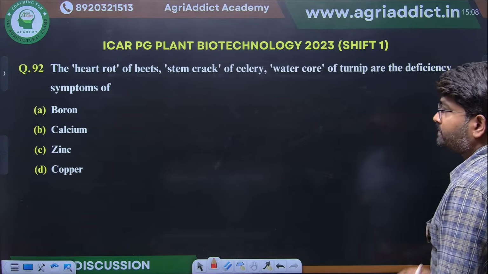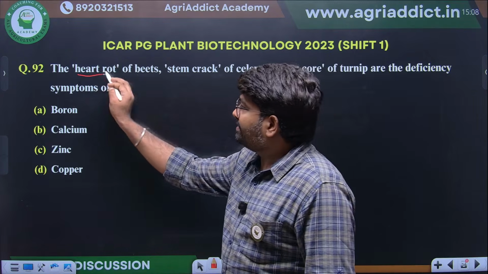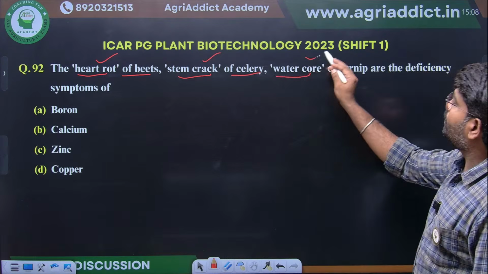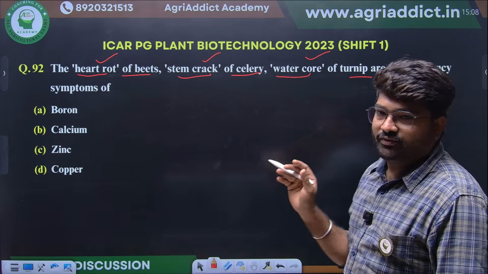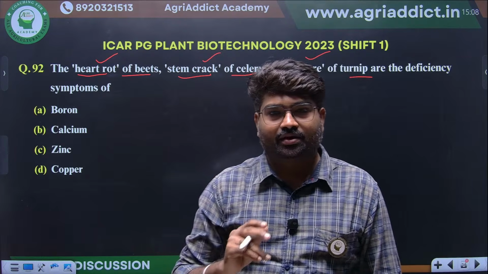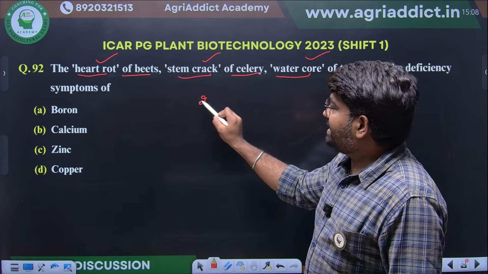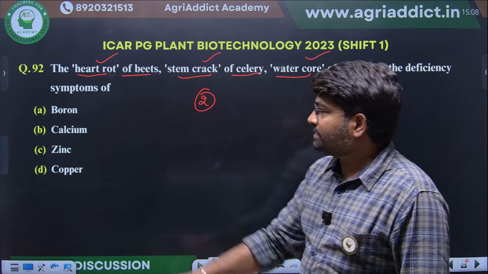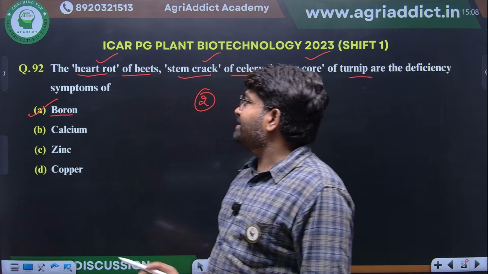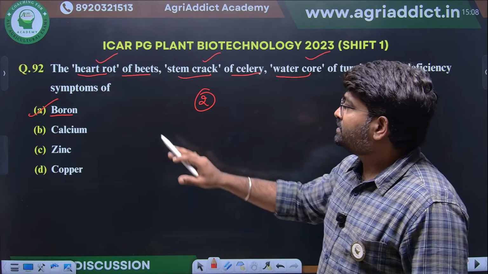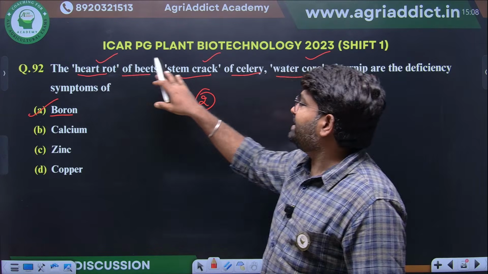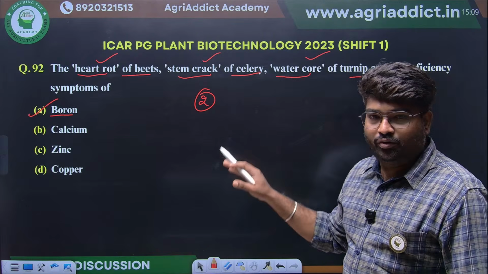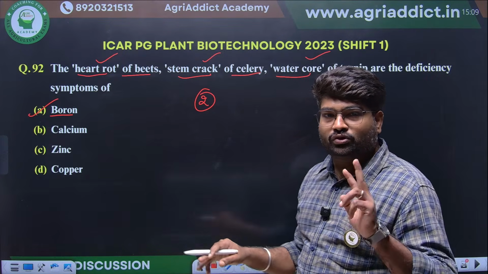Yes. The head rot of beets, stem crack of celery, or water core of turnip are the deficiency symptoms of which mineral nutrient? From mineral nutrition, they have asked 2 questions so far. Yes, excellent. Boron will be the typical symptom. Boron will cause these typical symptoms: head rot of beets, stem crack of celery, and water core. From mineral nutrition, so far we have seen 2 questions they have asked.